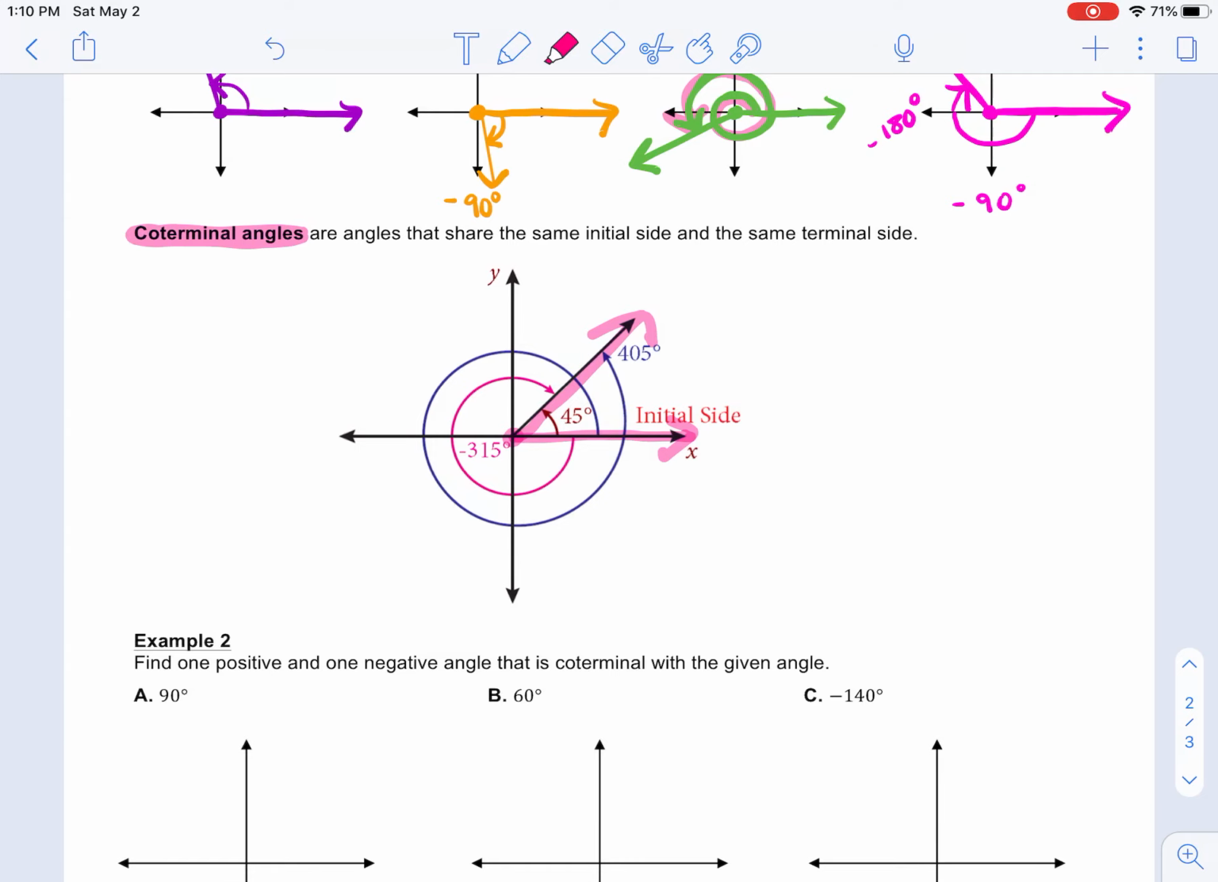Okay, so for example, a 45-degree angle, positive 45-degree angle, looks like the pink angle that I highlighted. Starts on the initial side, ends at 45 degrees.